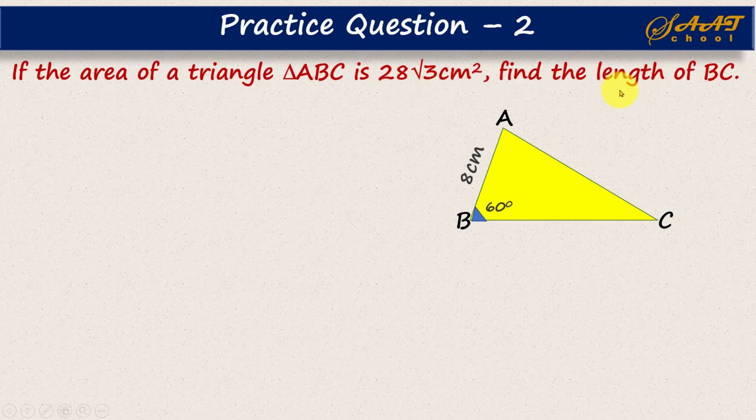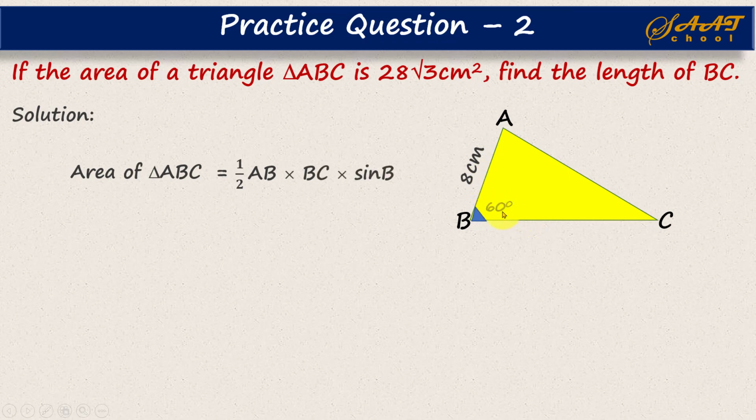We have to find the length of BC. This BC is unknown and this is what we have to find. Here we have AB, the angle B is given and we have to find BC when the area of triangle ABC is given. Now in this triangle, the area of the triangle will be equal to half AB, BC and sin B. So, half the product of these two sides and sin B.